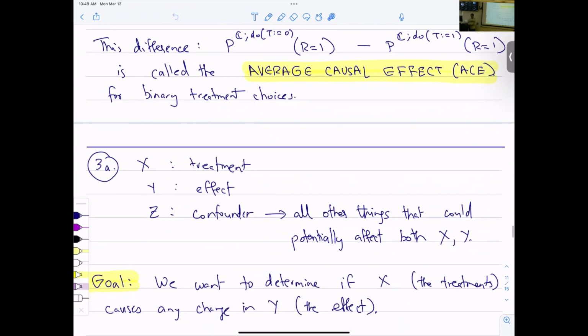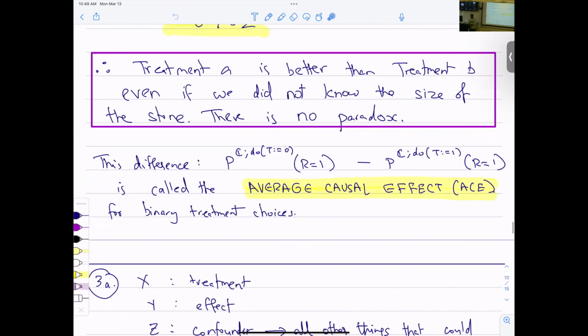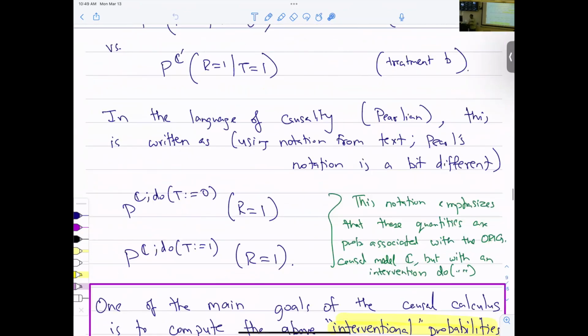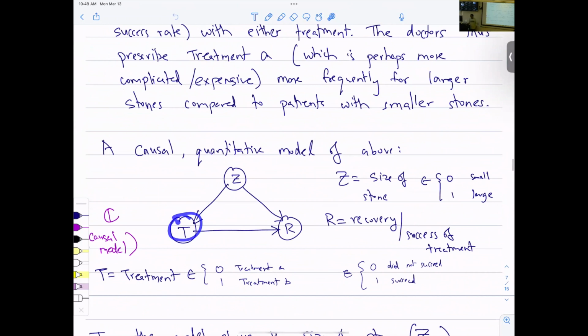What's the difference between C and C dash? C is this universe where the doctor presumably is using the size of the stone to make a decision on which treatment the doctor wants to offer. In C dash, the doctor does not use the information on the size of the stone to make a decision on whether treatment is good. That's the difference between these universes. Yes. Yes, and you're removing the incoming edges and setting this. That's one way to do it. There are several ways to do it, and tomorrow we'll talk about it. But what you talked about is one way to do this.